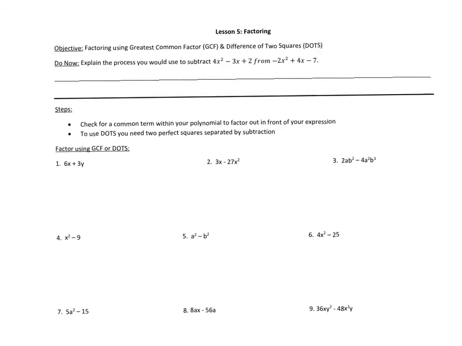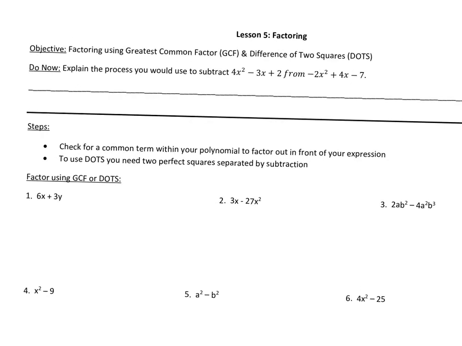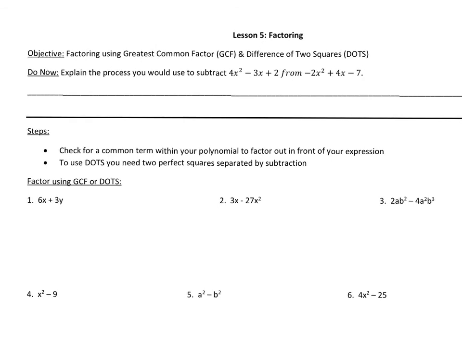So the first question says, the do now says: explain the process you would use to subtract 4x squared minus 3x plus 2 from negative 2x squared plus 4x minus 7. Now the key word here, if you remember from the last lesson, is the word from. And when you see the word from, you switch the order. So we're going to put this first, then subtract this, because you're taking away; this is coming out of that. It's coming out of it.